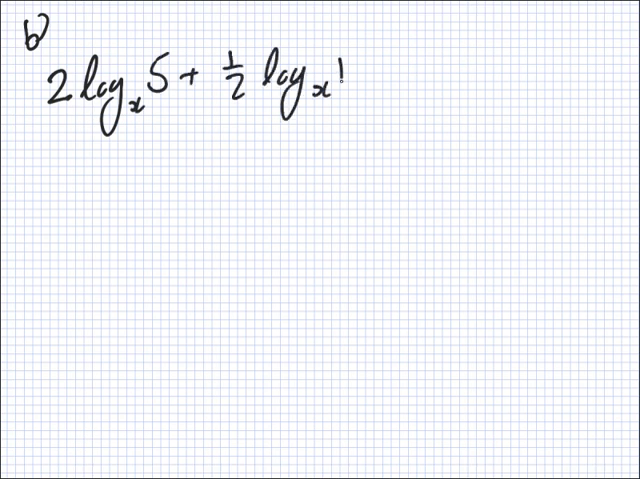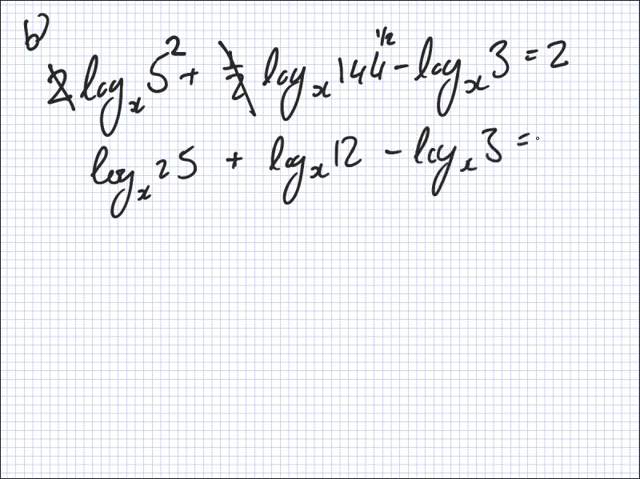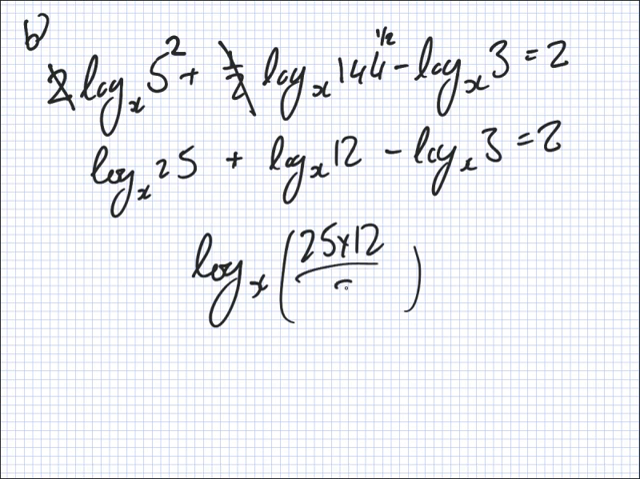B. 2 log x5 plus a half log x144 minus log x3 equals 2. I'll bring all those powers up. So the 2 comes up and the half comes up. So that's log x25 plus log x12, since 144 to the power of a half is 12, minus log x3 equals 2. So when I add, I multiply, and when I subtract, divide.